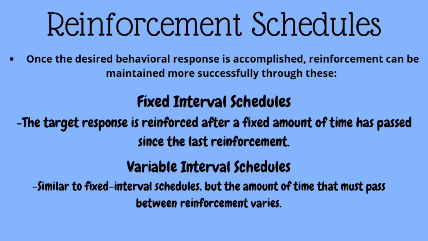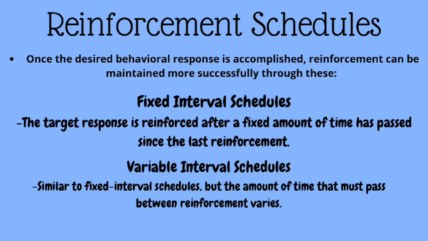First, fixed interval schedules. In fixed interval schedules, the target response is reinforced after a fixed amount of time has passed since the last reinforcement. For example, the bird in a cage is given food, the reinforcer, every 10 minutes, regardless of how many times it presses the bar.